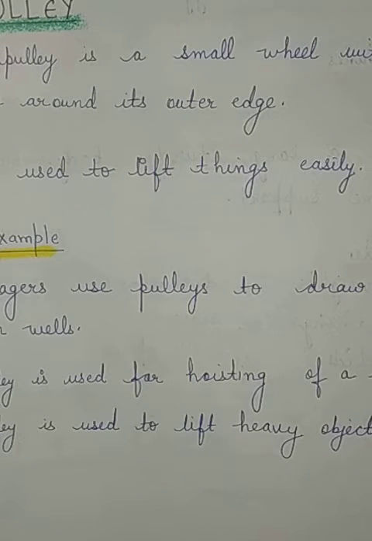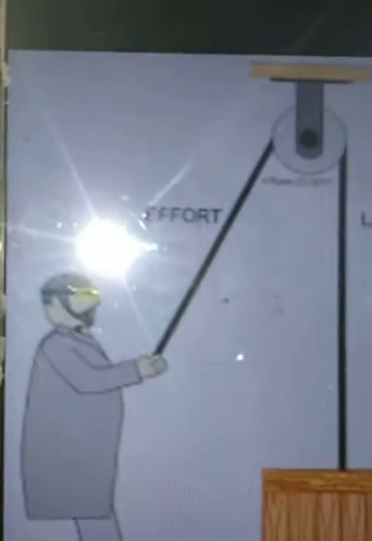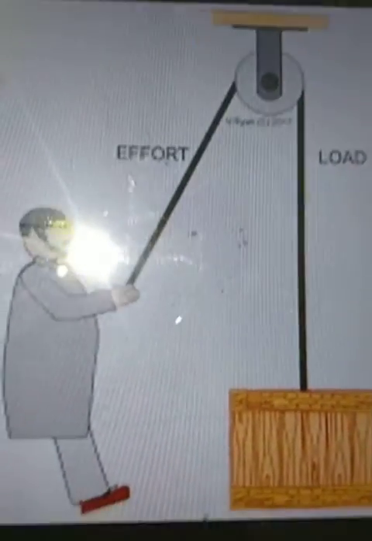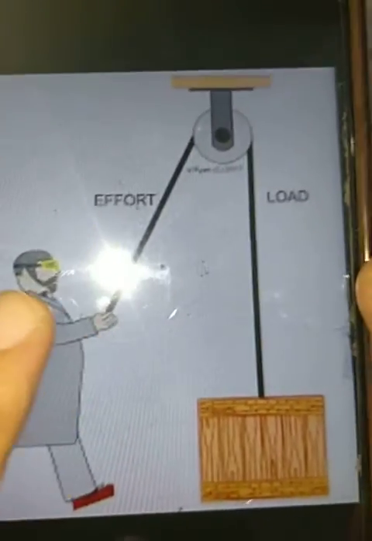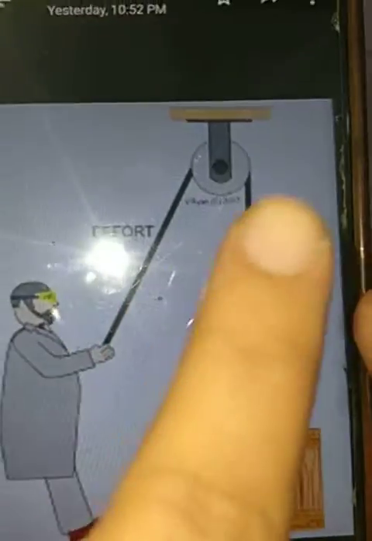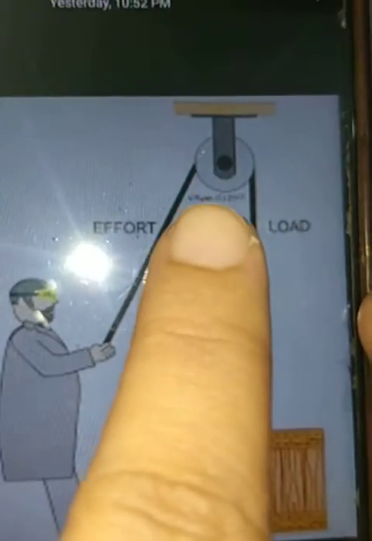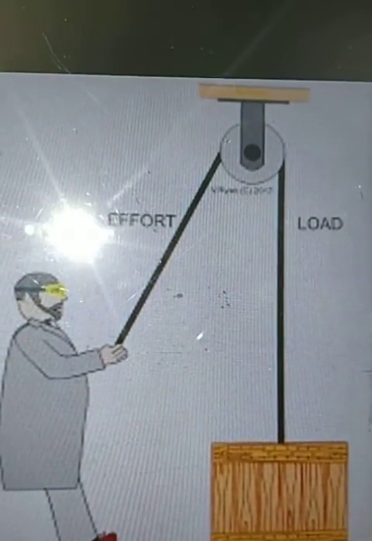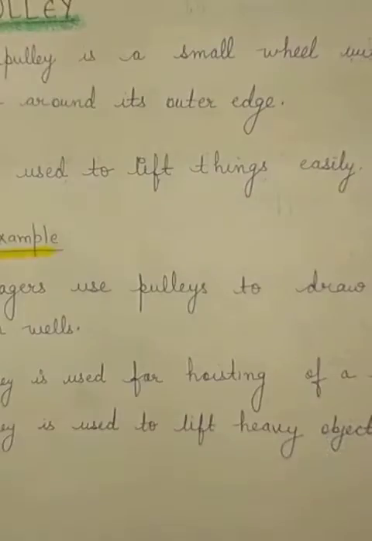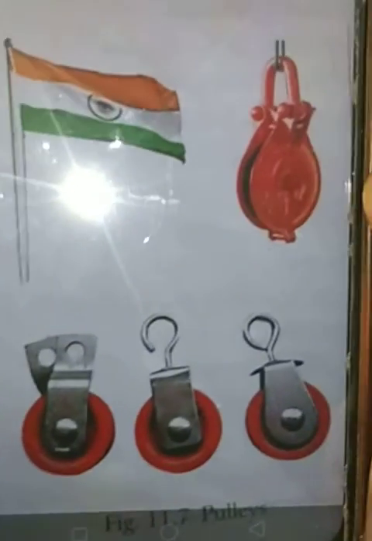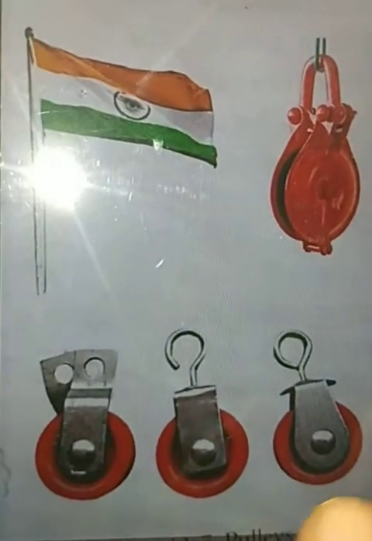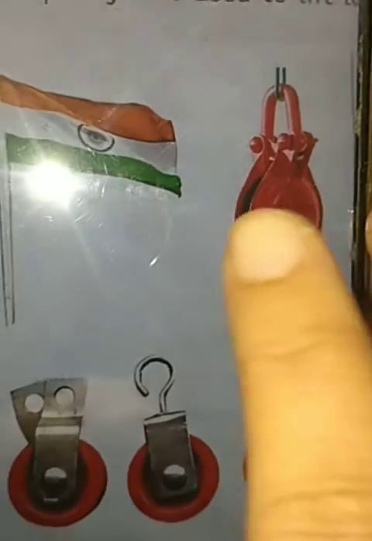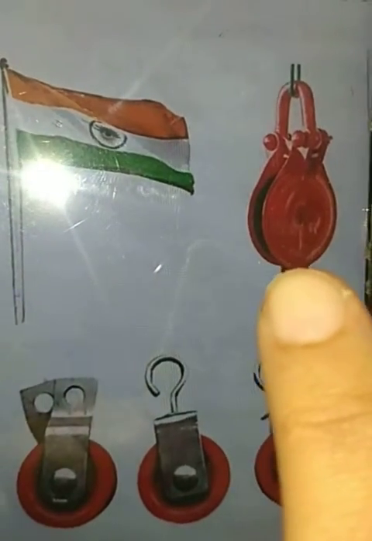Now next I will show you some more. A pulley is also used for lifting loads. For example, this is effort, this is load. So here this is a pulley. With the help of a pulley you can easily lift the load, any kind of weight. And this is also an example of a pulley. In this way pulleys are there. These are also some examples of pulleys.